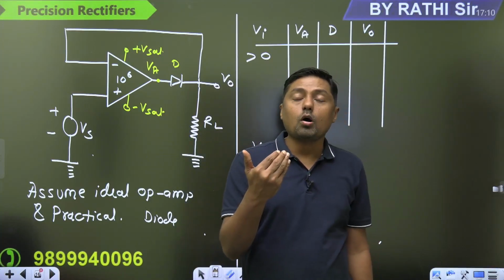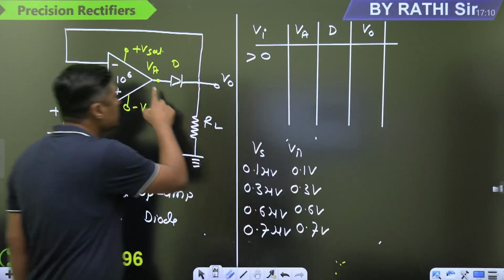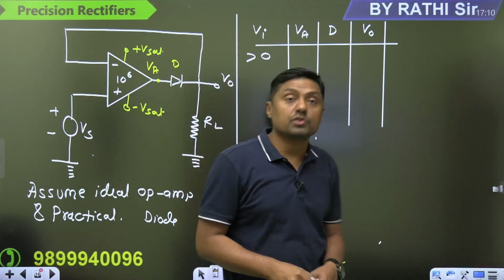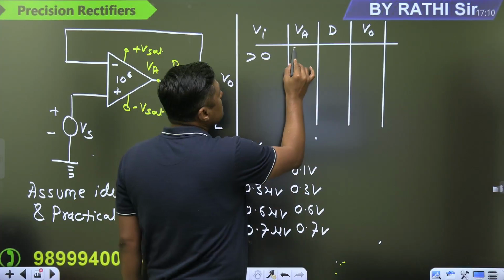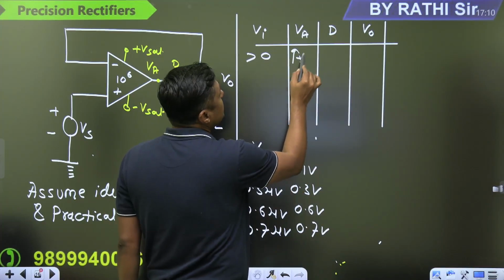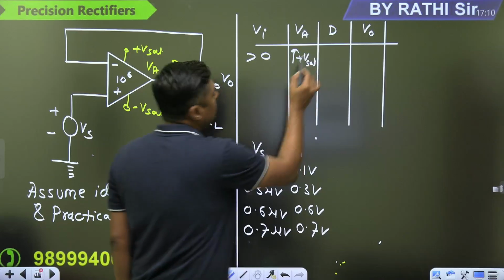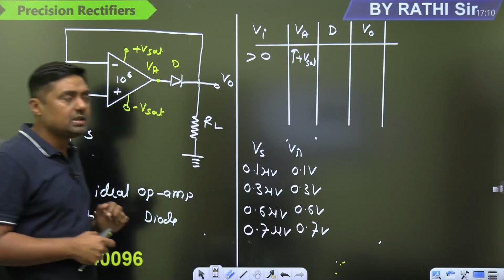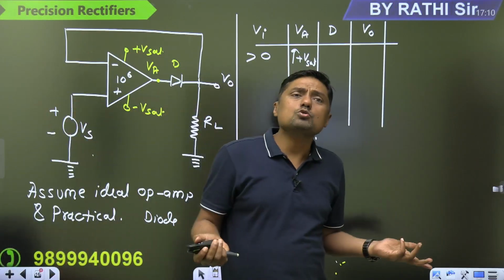But what about the output of the op-amp at this point? It increases in the range of what? Volt. Means it is moving towards what? Saturation. Which saturation? Plus V sat. Why? Because the input is positive and it is a non-inverting op-amp. Plus V sat. Why? Because there is no negative feedback.